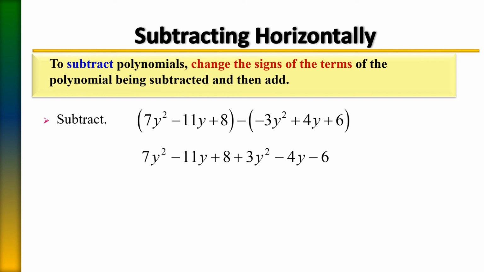And then lastly, you have your integers. You have a positive 8 and a negative 6. Signs are different. Subtract. Take the sign from the larger number, which is going to give you a final answer of 10y squared minus 15y plus 2.